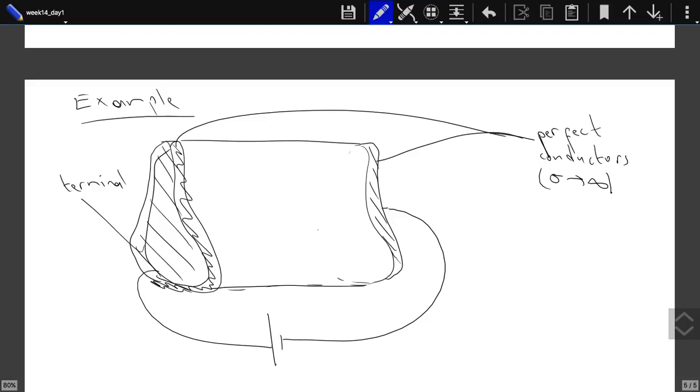So since they are perfect conductors, there won't be any electric field inside. You see, J is equal to sigma times E. J is finite. If sigma is infinite, E should be 0. That means these terminals are equipotential surfaces. My conductor is not an equipotential surface anymore because there's an electric field there. But my terminals are equipotential surfaces because I'm assuming they are perfect conductors.